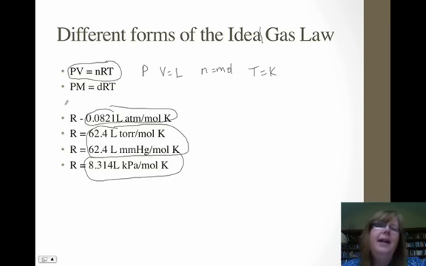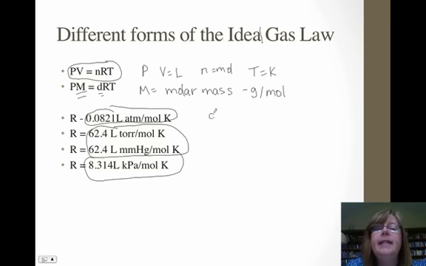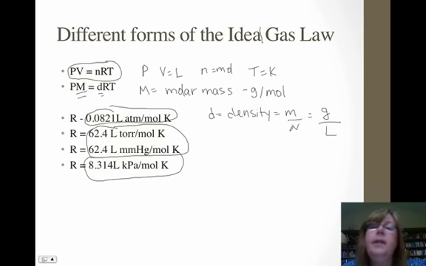The other form I like to use is PM is equal to DRT. And this capital M stands for molar mass. And remember, molar mass, the unit is grams per mole. And then the D is density, and density by definition is mass per unit volume, and the units would be grams per liter.